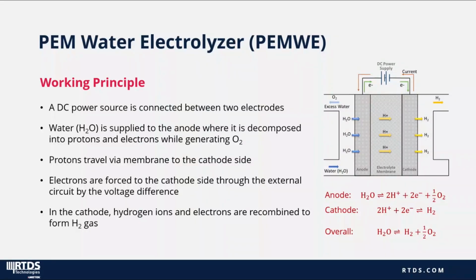Inside the anode, water is decomposed into protons and electrons while generating oxygen gas. The protons pass through the membrane to the cathode side, while electrons are forced through the external circuit by the voltage difference of the source. In the cathode, incoming protons and electrons are recombined to produce hydrogen gas. Generated oxygen and hydrogen gases leave the electrolyzer and can be used in other applications.